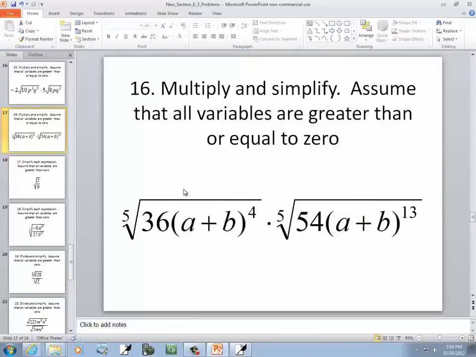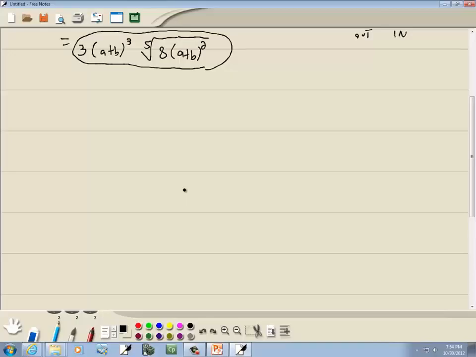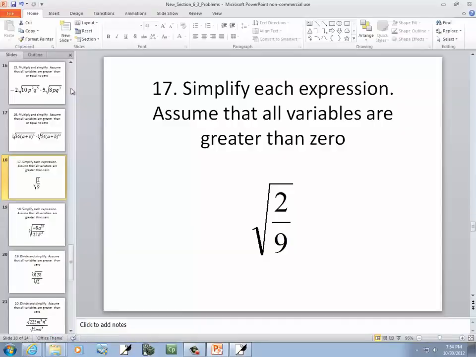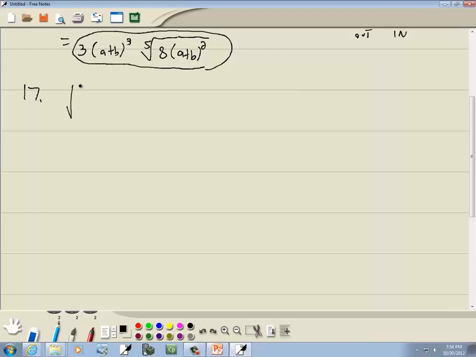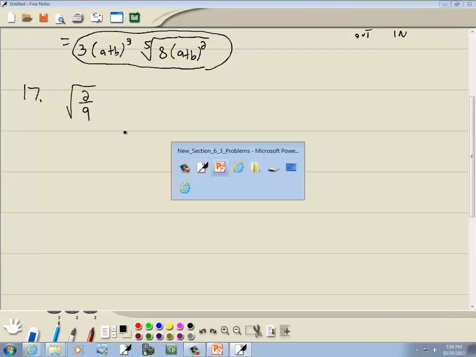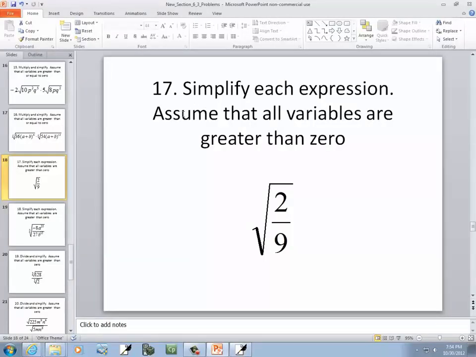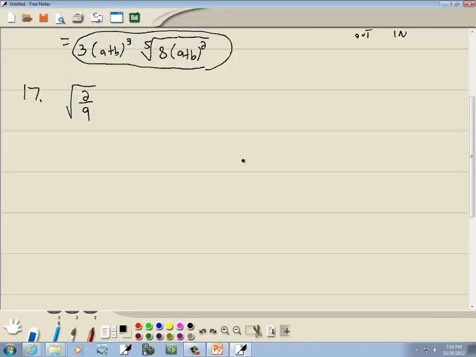Okay, now let's look at division. We've got square root of 2/9. It says simplify each expression. Assume all variables are greater than 0. They're telling you don't worry about absolute value bars when you have variables. Well, we can't have a fraction inside of a square root. We can't have a fraction inside of a radical, we said.